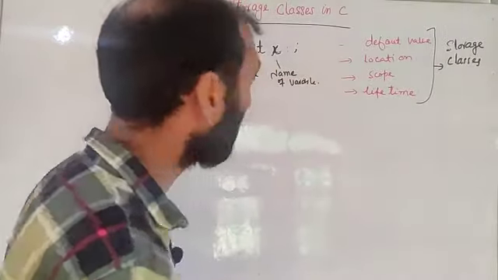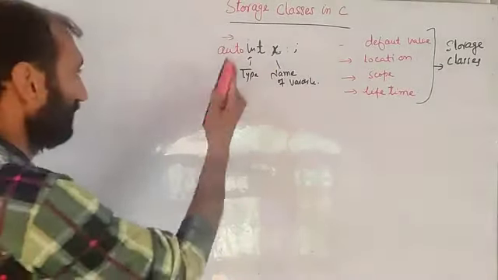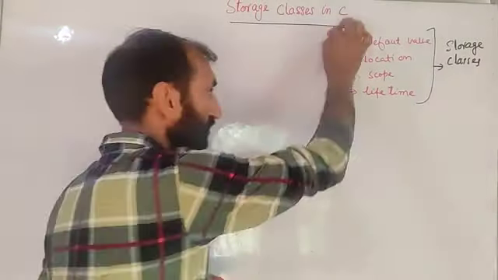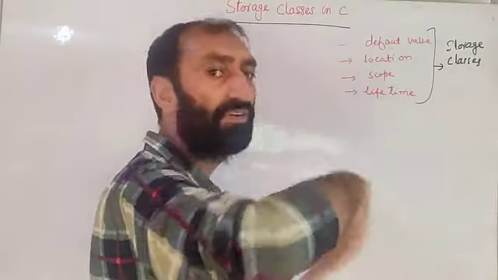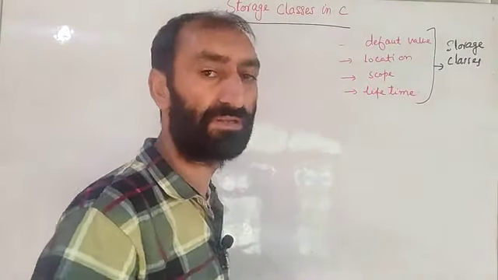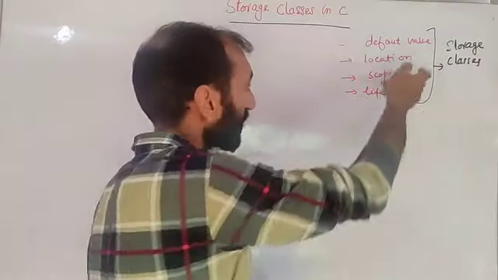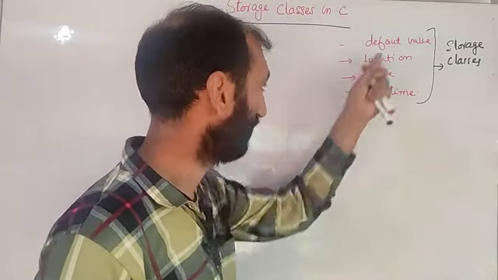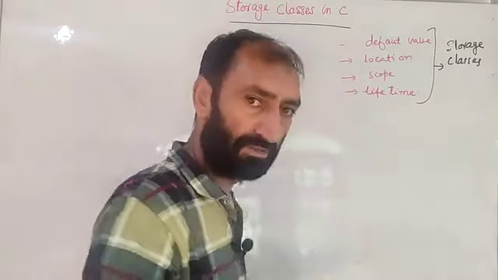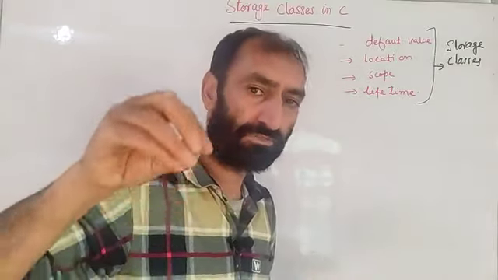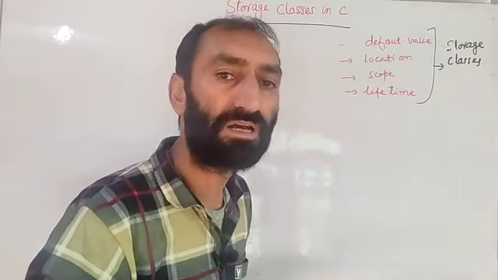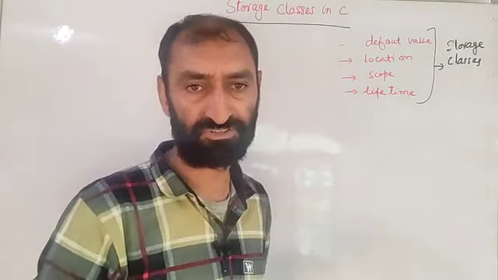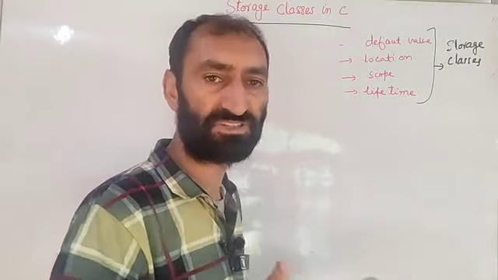Now we will write here, for example, default value. It is simply what value the variable takes by default. That depends upon the storage class. That is called the default value. And location, where the variable is stored in the RAM, the position of the variable in the RAM. We can also say registers, because we can store variables in registers as well.